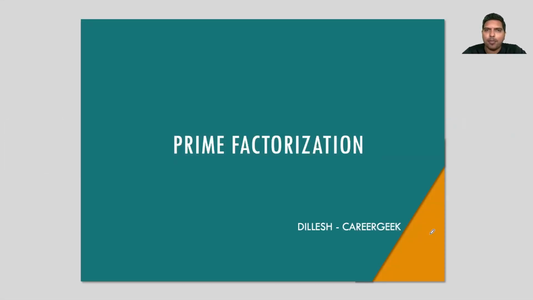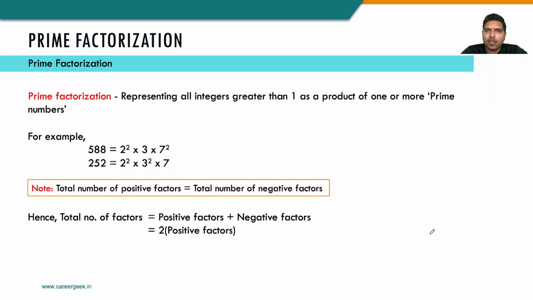So we'll discuss prime factorization. Now, what is prime factorization? Prime factorization is basically writing any number in multiples of the prime numbers. We have seen in the last session prime numbers and composite numbers. So a basic example, we can go through prime factorization as it said here, representing all integers greater than 1 as a product of one or more prime numbers.